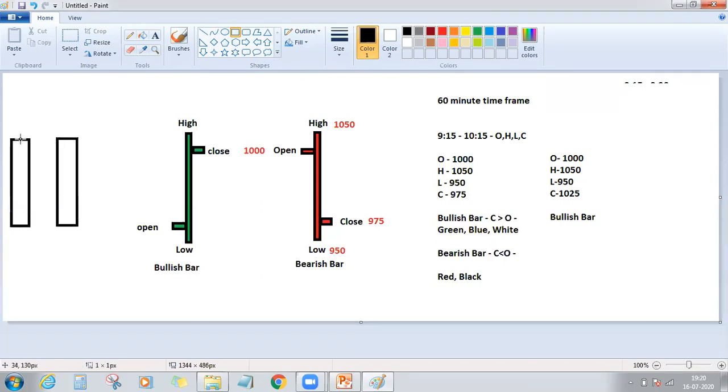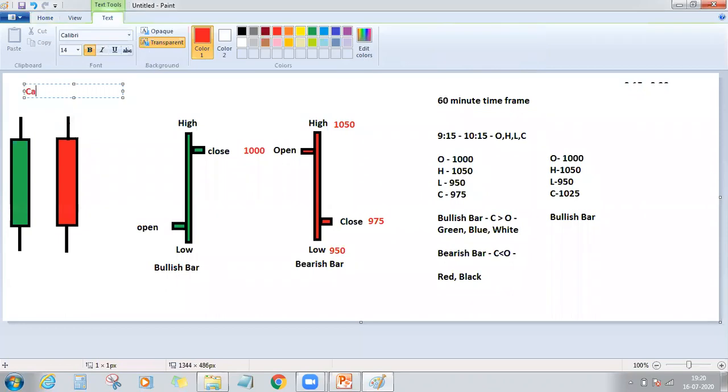On the top, there will be a vertical line if there is a high price, and at the bottom there will be a vertical line. Similarly, the same for bearish bar as well. And for a bullish bar, the body of the cylindrical structure will be green, and for bearish it will be red. And these both are called candlesticks.